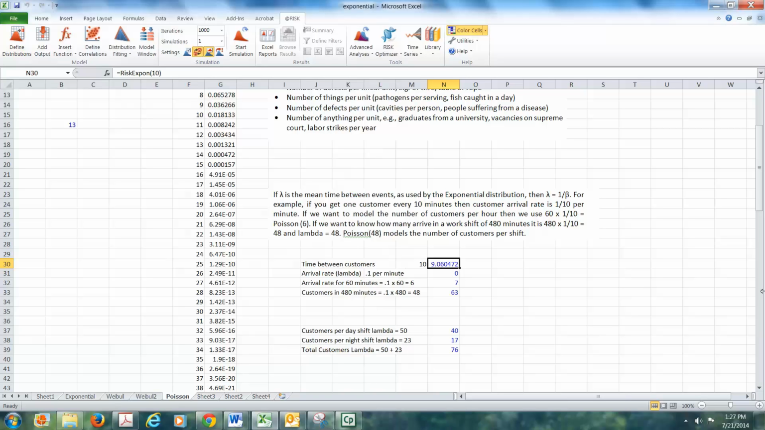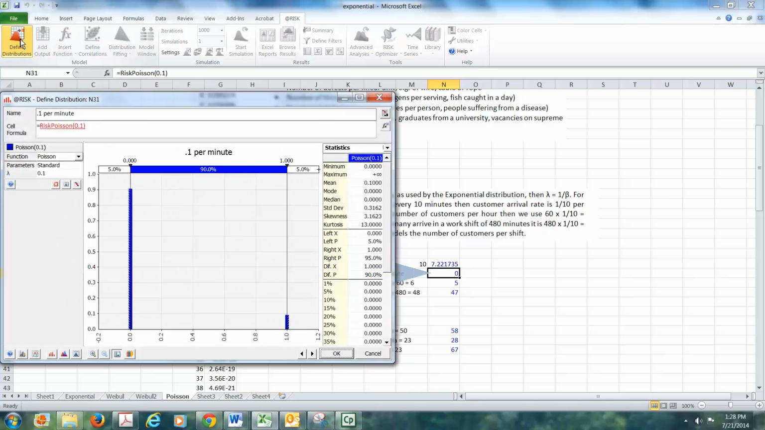So there's 9 minutes between customers, 11 minutes, 6 minutes, and so on. The arrival rate, lambda, is 1 divided by 10, or 1/10 per minute. And if we take a look at this distribution now, we have a lambda of 0.1, and you can see at least the 0, 1 here. 0, the most likely outcome, 1, considerably less likely, and if we scrolled on out to 2 and higher numbers, we would see a vanishing probability for those values.